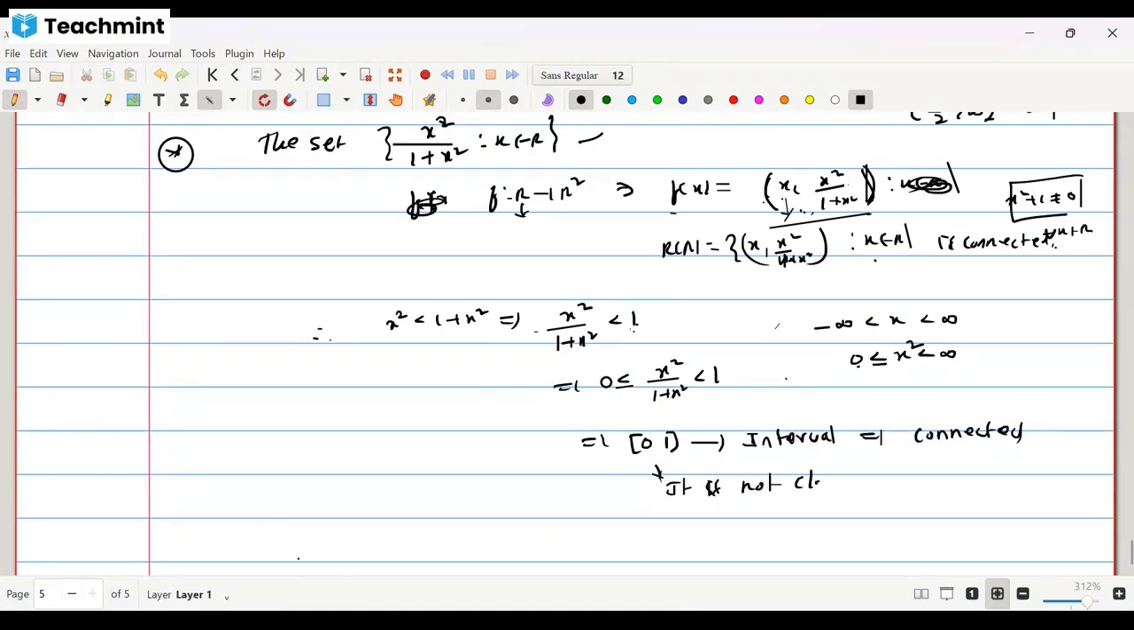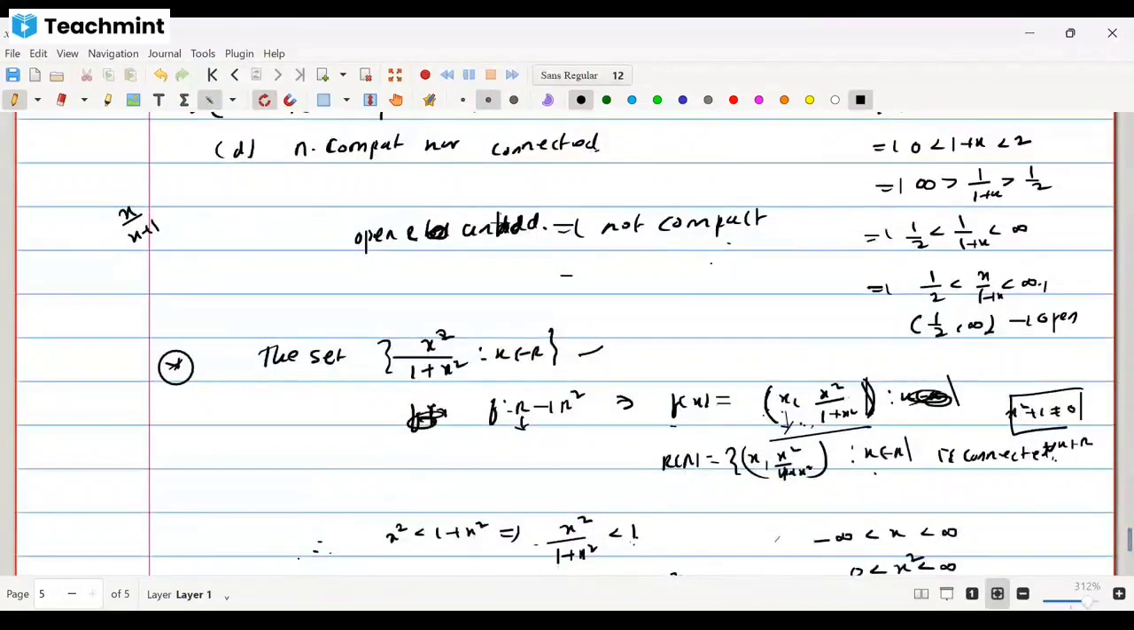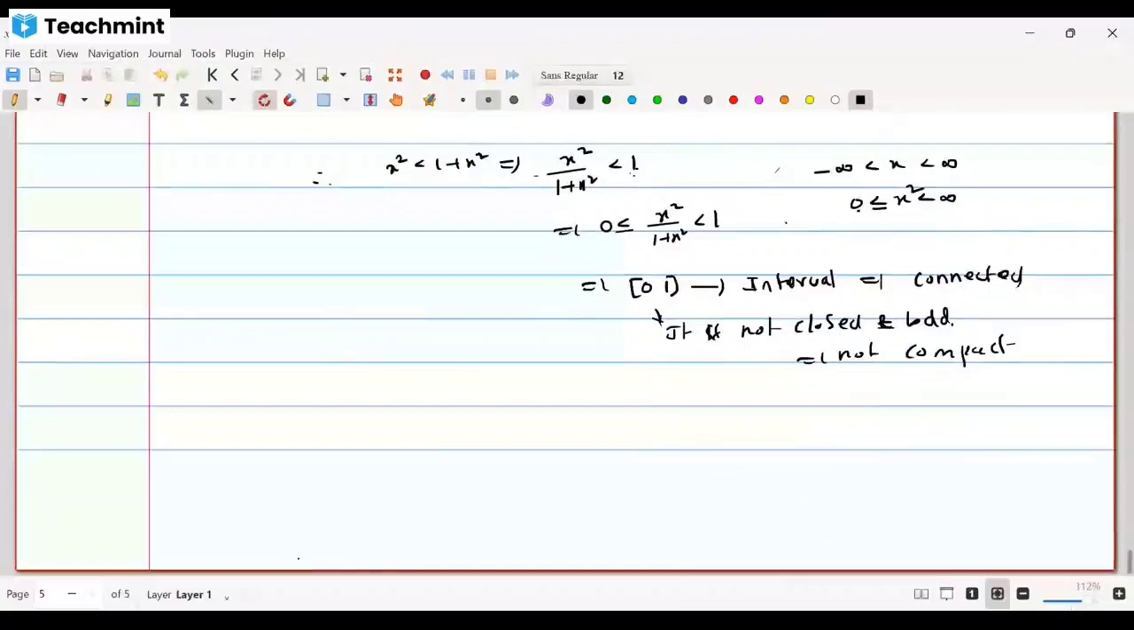It is not closed. So it is not closed and bounded. Therefore not compact. Right, sir? So this set is not compact, but connected. And also not open and not closed. Why? Open closed set. So 0 is not an interior point, therefore it is not open. 1 is not a limit point, which does not belong to this set, therefore it is not a closed set. Therefore not compact, and also not open.